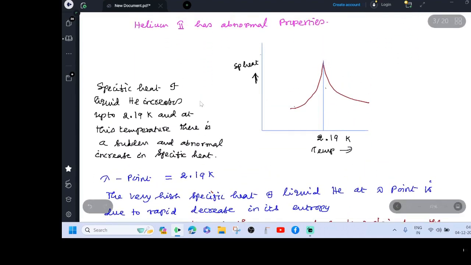The specific heat of liquid helium increases up to 2.19 K, and at this temperature there is a sudden and abnormal increase in specific heat. See here, if you increase the temperature, the specific heat increases gradually, but at 2.19 K it increases abruptly and then decreases. So this curve resembles the symbol lambda. Therefore, this point 2.19 K is called the lambda point.